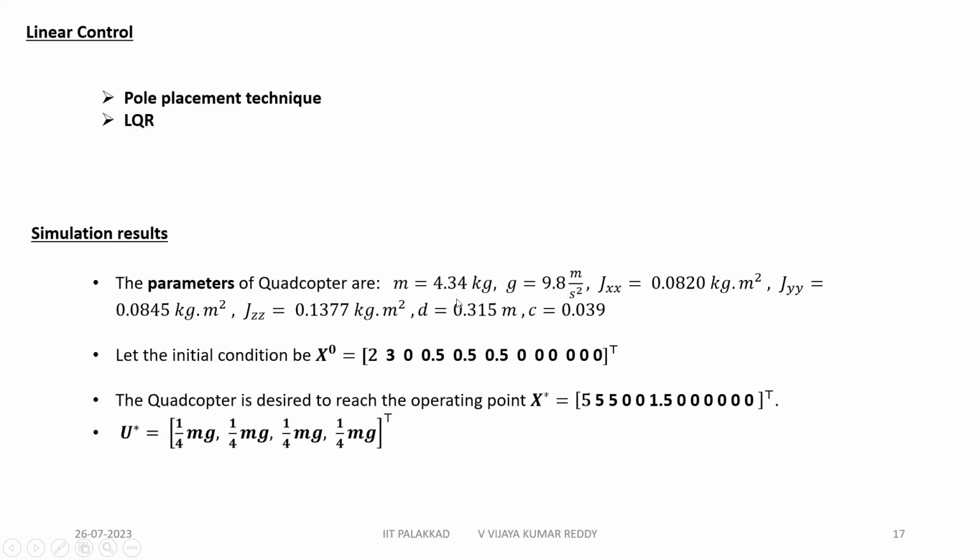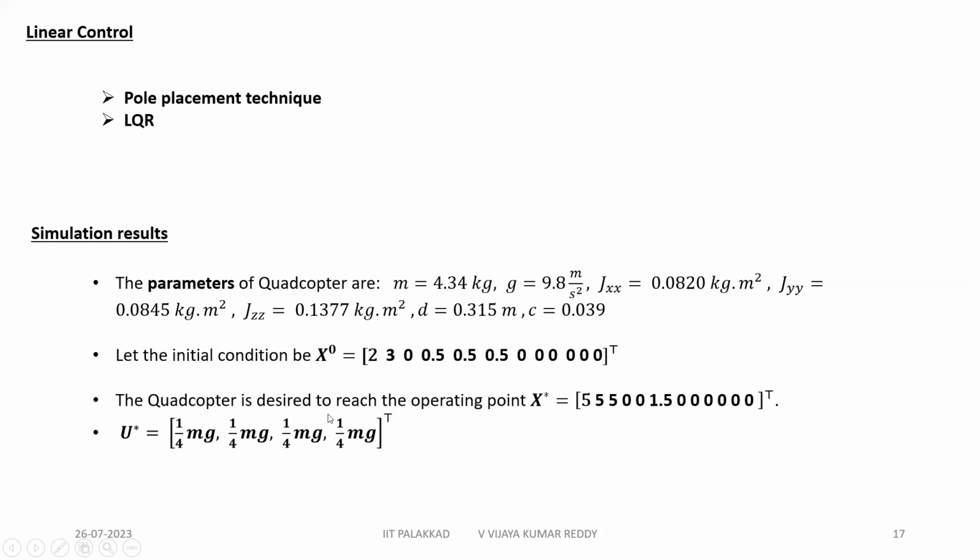So I'm assuming mass has some 4.3 kg and G, acceleration due to gravity. So inertia values, I'm assuming some values and some constant values. Now, this is my initial condition of the drone. I'm assuming my drone is at the initial position. That means X, Y, Z. X, Y, some position, Z is at 0. That means it is on ground. And roll pitch, yeah, some initial tilted angles it has. Okay, remaining velocities are zeros, I'm assuming.